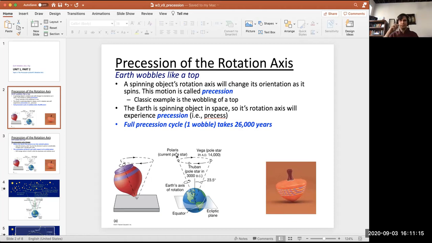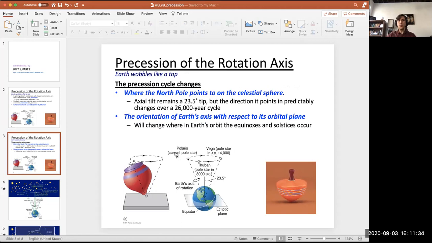Why didn't I mention this before? It's because this is a very, very long cycle. One wobble of Earth's axis takes 26,000 years. So one precessional cycle is 26,000 years.